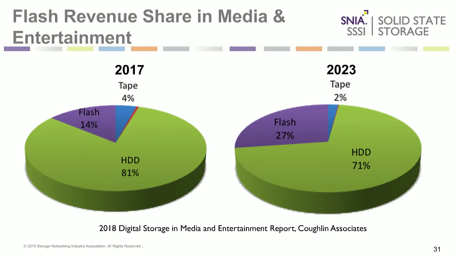Looking at all the different revenue shares from 2017, we show hard drives at 81%, flash at 14%, and tape at 4%. Going out to 2023, hard disk drive is declining a bit in terms of the overall percentage of the revenue, going to 71%, with flash increasing from 14 to 27% because of the increasing demand for higher performance and lower cost of flash, and tape declining as a percentage of revenue by about 2% over that time period.